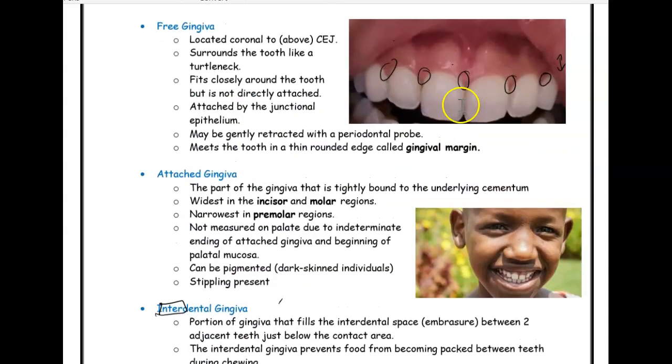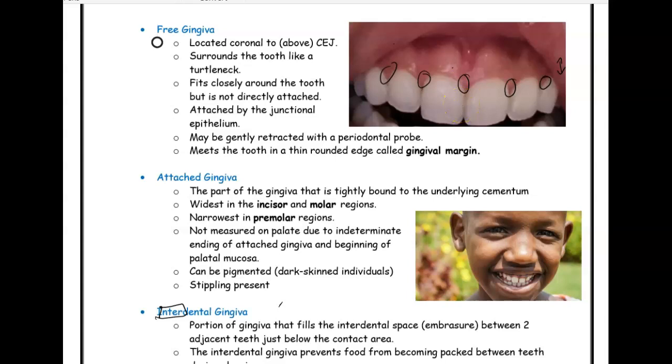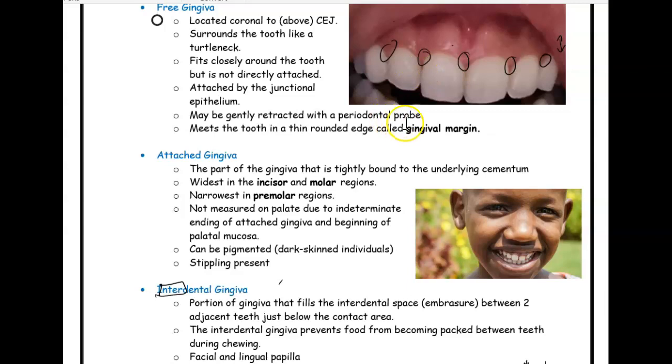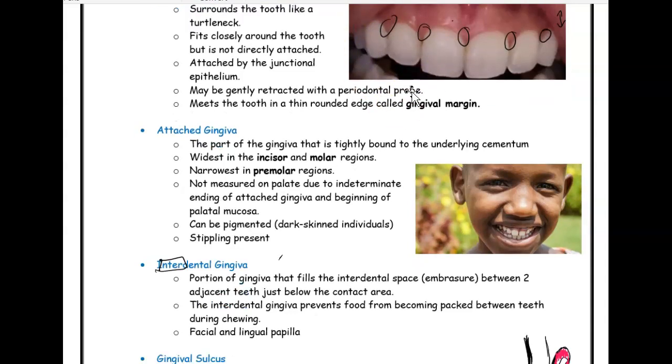So facial, this is known as a facial papilla because it's towards the face. If I were to look at the inside, the inside interdental gum, or the inside gum in between the teeth, would be the lingual. Outside facial papilla, inside lingual papilla.